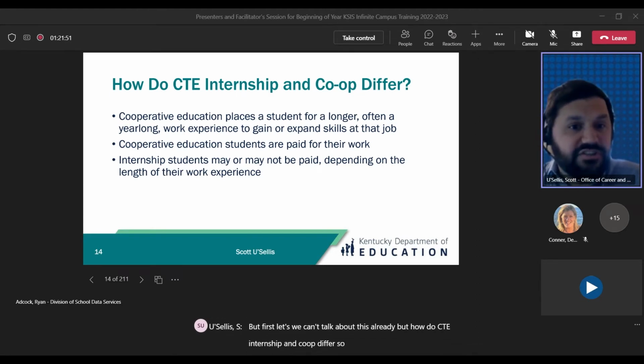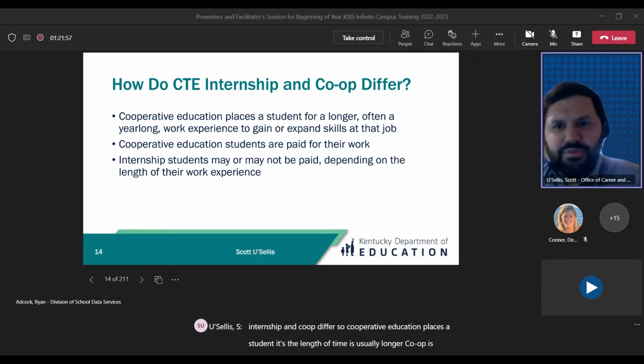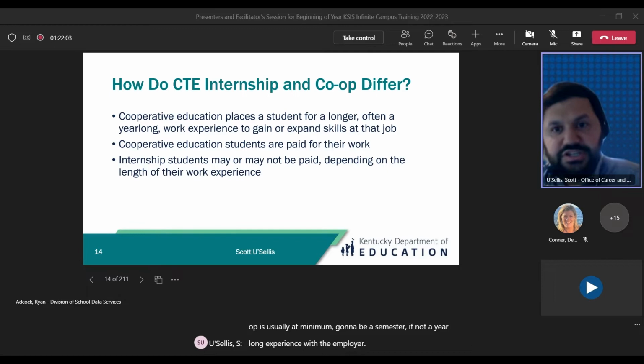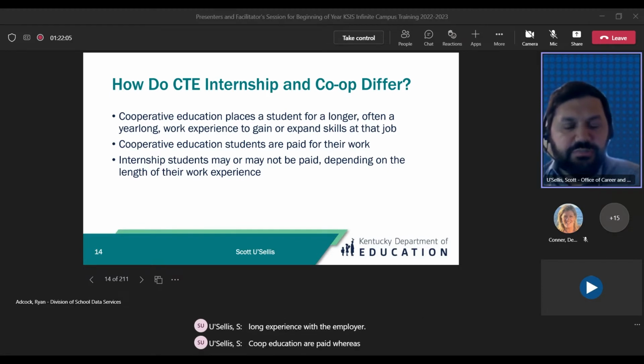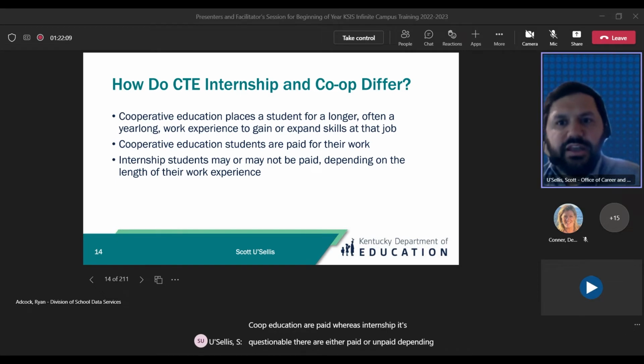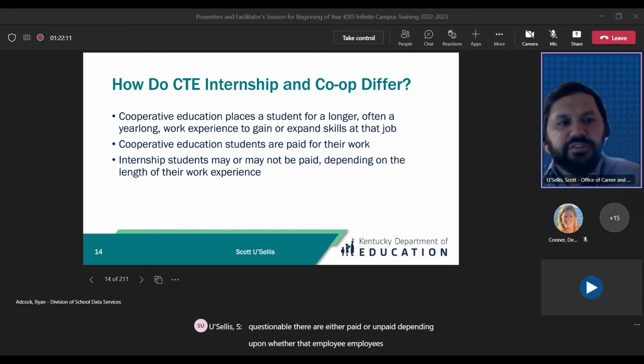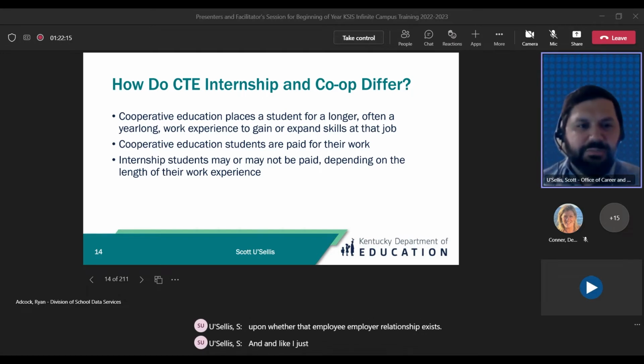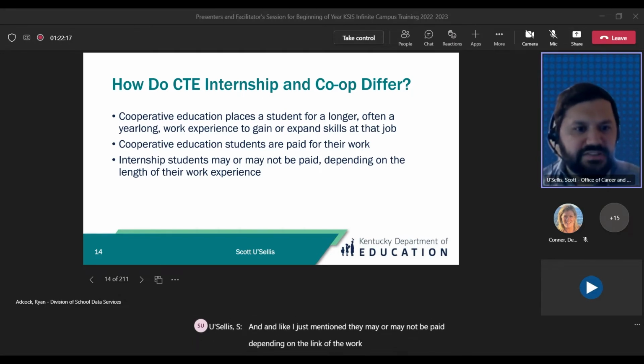So cooperative education places a student, the length of time is usually longer. Co-op is usually at minimum going to be a semester, if not a year-long experience with the employer. Co-op education is paid, whereas internship, it's questionable. They're either paid or unpaid, depending upon whether that employee-employer relationship exists. And like I just mentioned, they may or may not be paid depending on the length of the work experience.